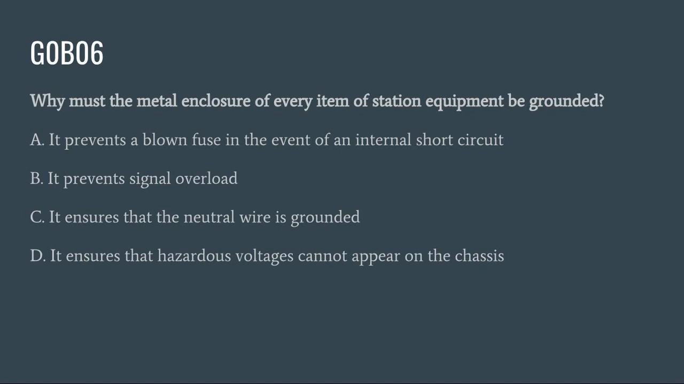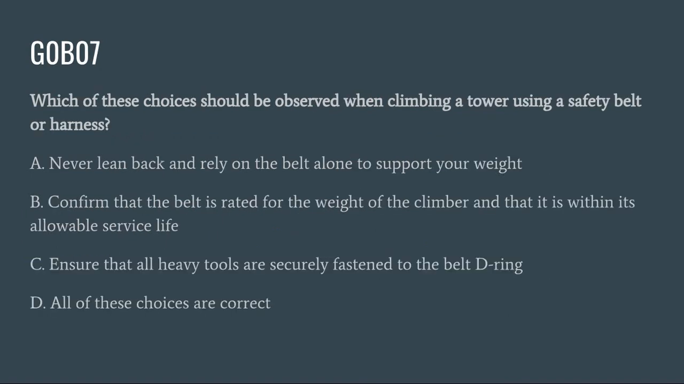A. It prevents a blown fuse in the event of an internal short circuit. B. It prevents signal overload. C. It ensures that the neutral wire is grounded. Or D. It ensures that hazardous voltages cannot appear on the chassis. Correct answer D. It ensures that hazardous voltages cannot appear on the chassis.